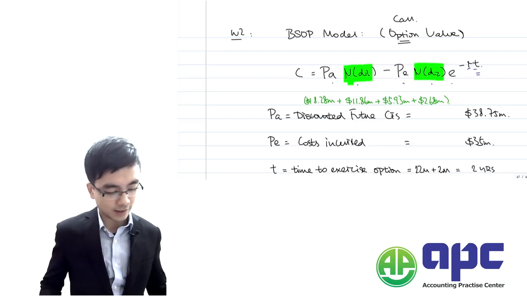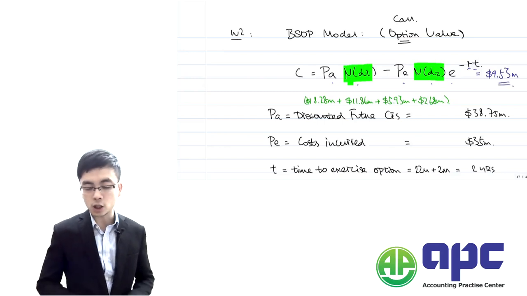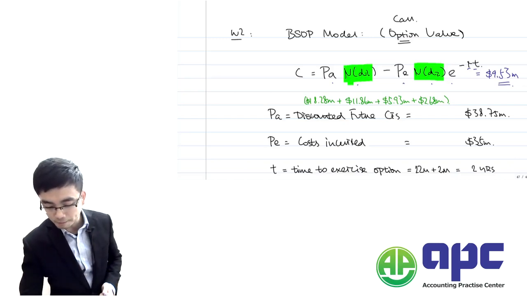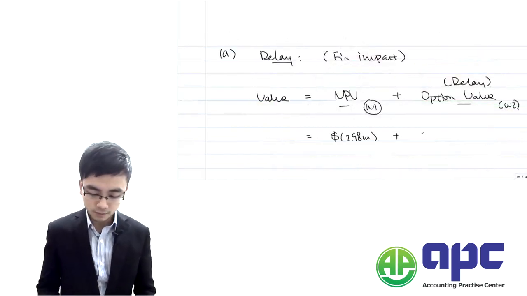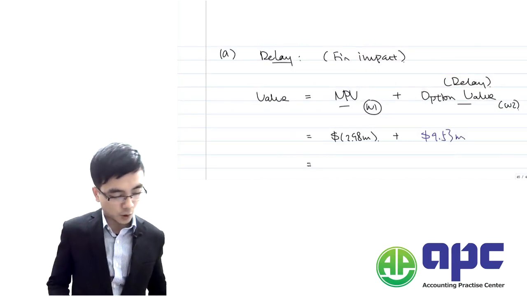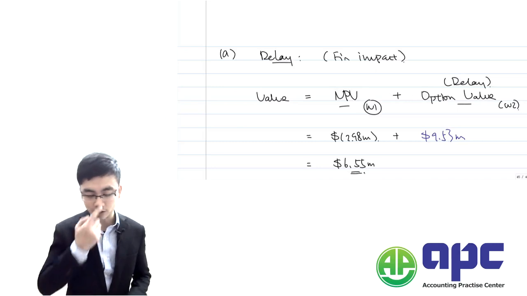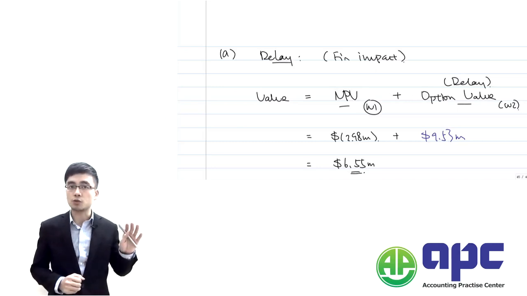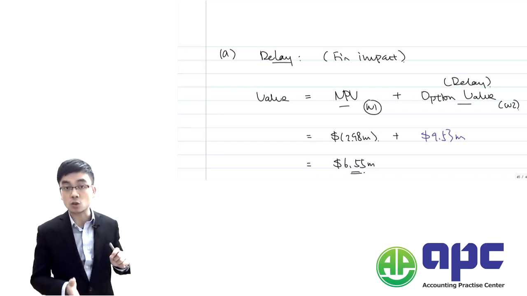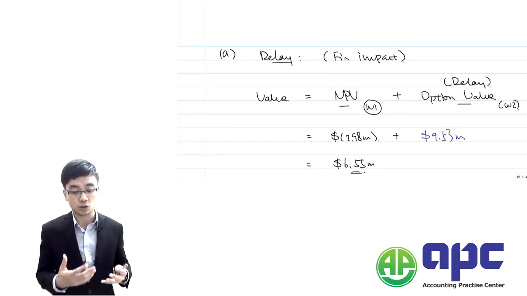Right, that's great, and the value for the call option is $9.53 million. We use the Black-Scholes option pricing model. Slot them back into the original formulae. So the overall value for this project now becomes $6.55 million. That means, without considering the option value to delay the marketing and production of the game, you only got -$2.98 million as the project value, which is negative. So we should reject it.